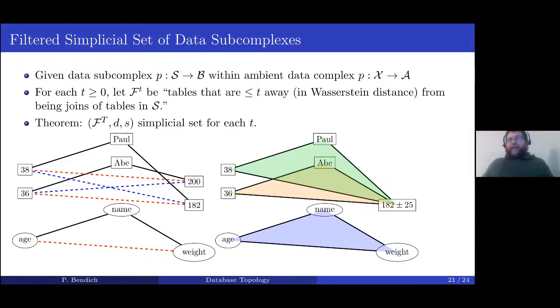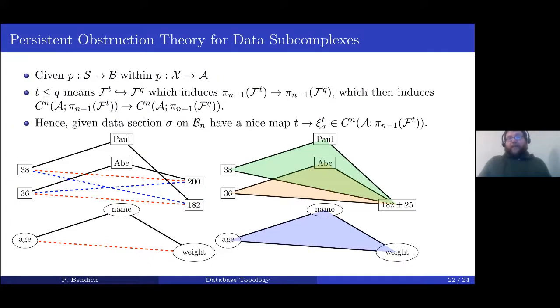You just sort of check that the Wasserstein distance goes a particular way when you do things like face and degeneracy maps. And so now you see where the persistence is going to come in. So if I have a data subcomplex downstairs sitting within all of the data that I possibly have, and I take two parameters, t less than or equal to q. Obviously, if you're within t of being a join, you're within q of being a join, because t is less than or equal to q.